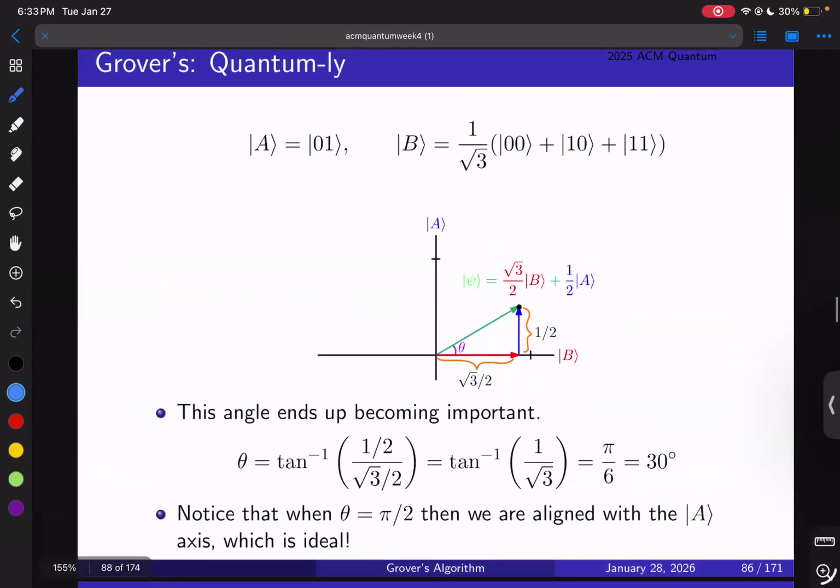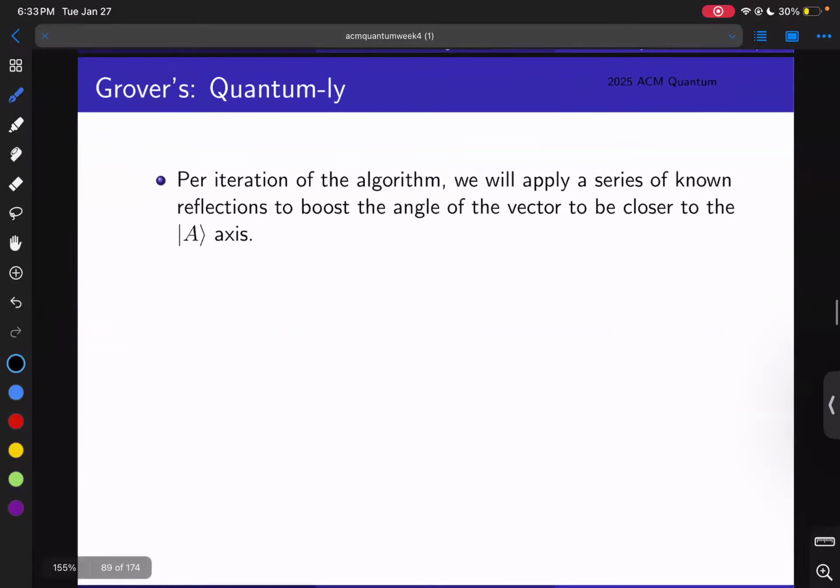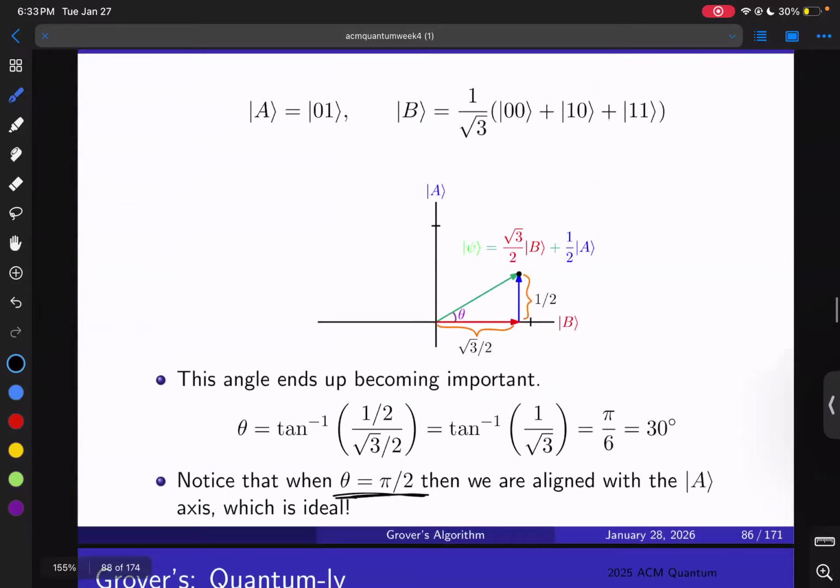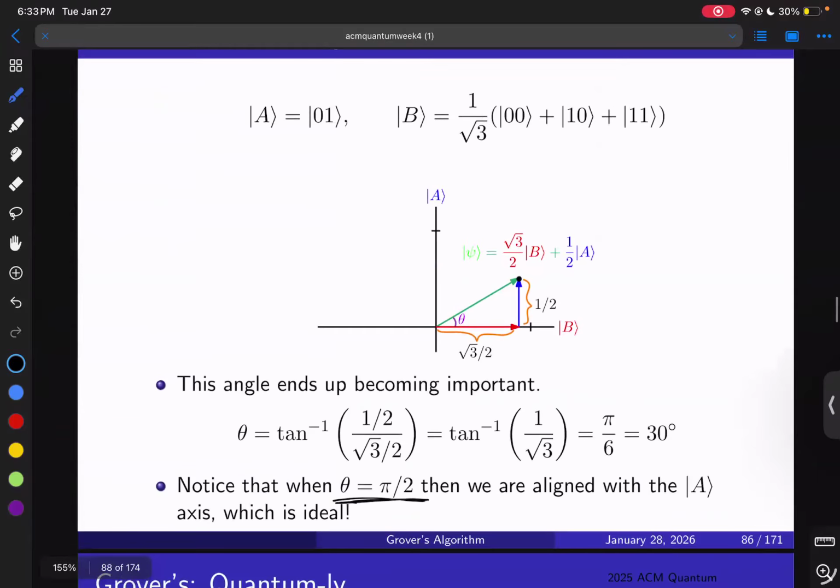And this is what I was saying, that when theta is pi/2, then the vector is completely aligned with the A-axis, and then when we measure, we'll succeed with 100% probability. So that's our ideal case. Questions on that? The first step is just a Hadamard layer. That's the main idea, and we've expressed that vector in this A and B basis.